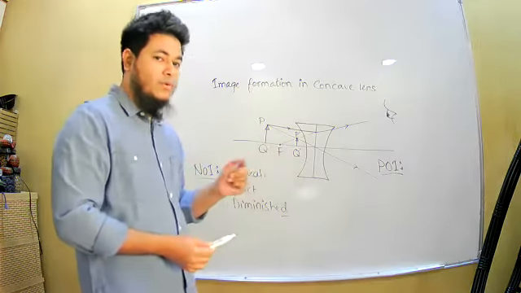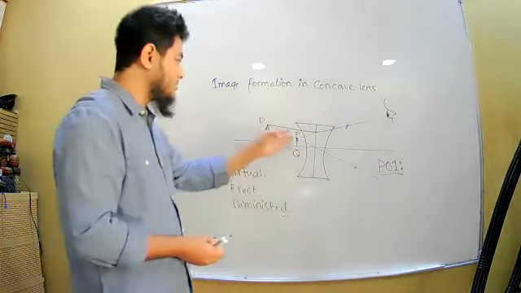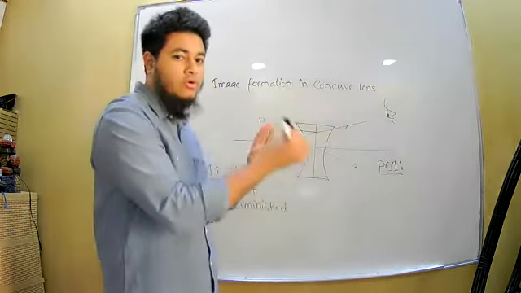But when we have a real image in a lens, what will happen? The image that will be created will be on the other side. Image and object will be on opposite sides of the lens.